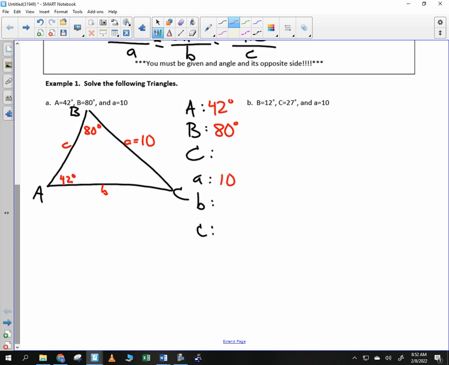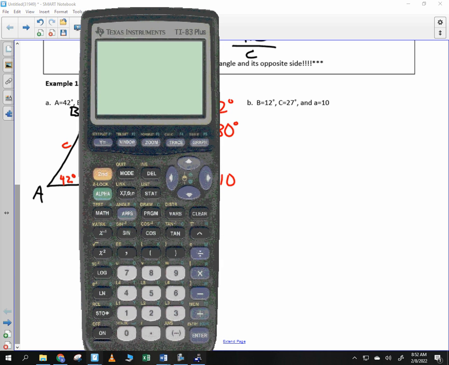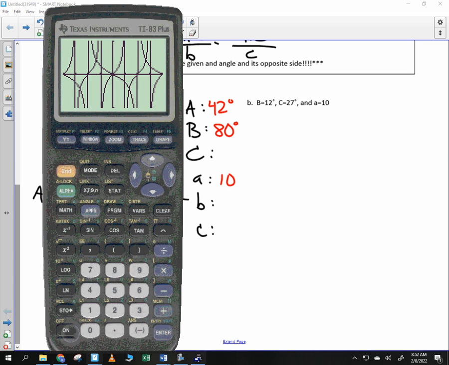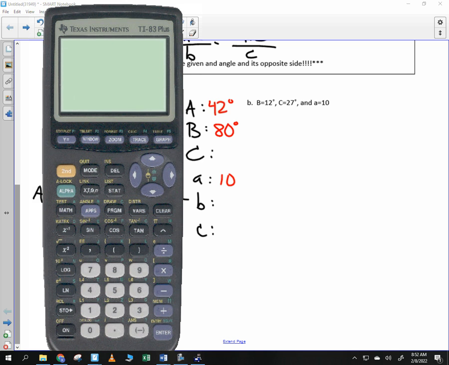What's the easiest part to find? The other angle. Why? Because all the angles add to 180. So I'm going to take out my calculator. I'll take 180 degrees, and I'm going to subtract 80, and I'm going to subtract 42. And I get 58. Let's go.